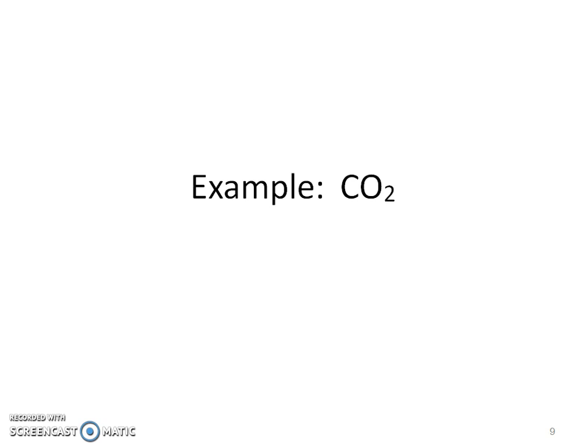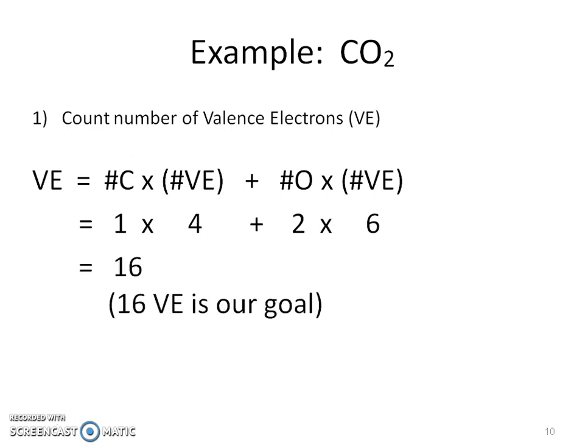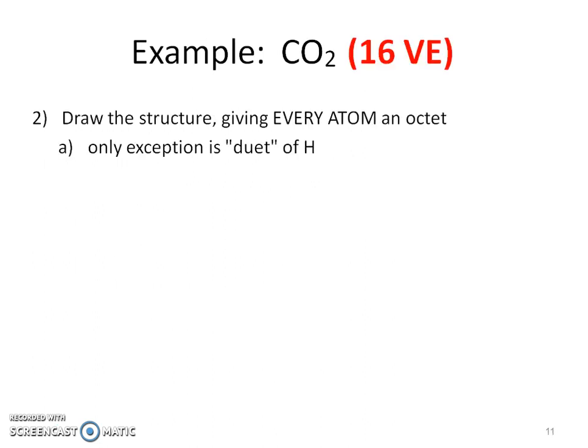So this is one you are familiar with. Again, I'm going to go through this kind of quickly. Count up those valence electrons. How many carbons do we have? How many oxygens do we have? Again, look at their group numbers, right? Their group numbers are going to give us those valence electrons. So hopefully that information makes sense to you. And 16 valence electrons is our goal. In other words, that's how much we really have to deal with. We only have 16 valence electrons to deal with in the bonding process.